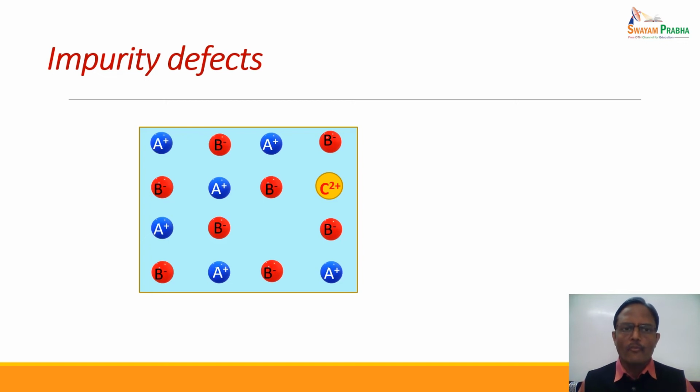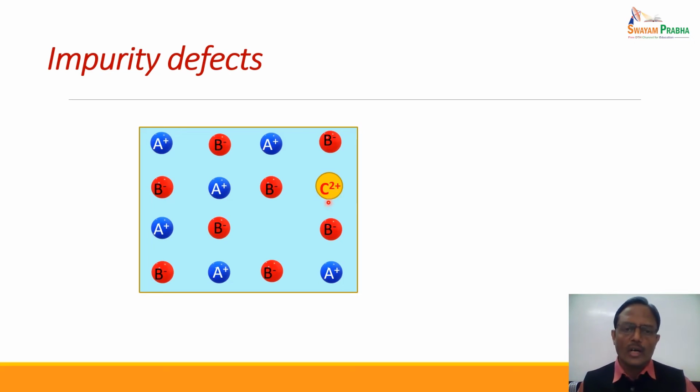One more type of point defect is an impurity defect. It differs from the metal excess defect in that one of the sides of the metal is occupied by some impurity with different valency. So in this case, two A positive atoms have been substituted by another atom having a different oxidation state.